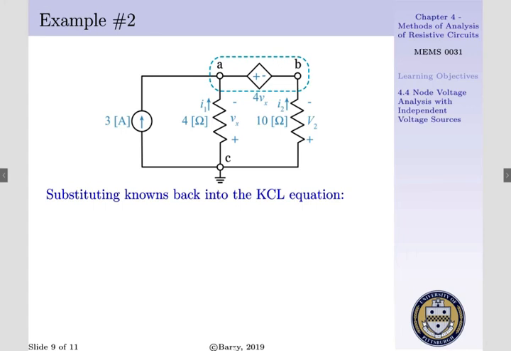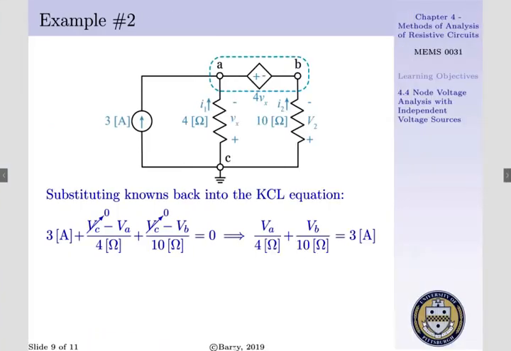Substituting our knowns back into our KCL equation, we have the following: 3 amps plus I1, which was Vc minus Va per 4 ohms, where Vc is equal to 0, plus I2, which was expressed as Vc minus Vb per 10 ohms, where Vc is equal to 0, implies Va per 4 ohms plus Vb per 10 ohms is equal to 3 amps.